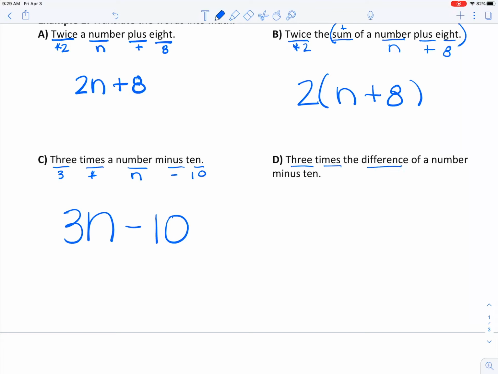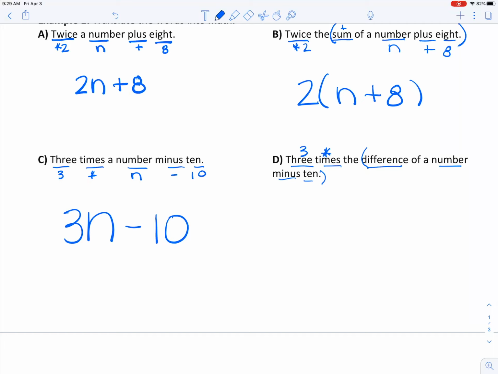Letter D, 3 times the difference, hint, hint, remember difference has parentheses, of a number minus 10. So let's again go ahead and write. We have 3 times, oops.